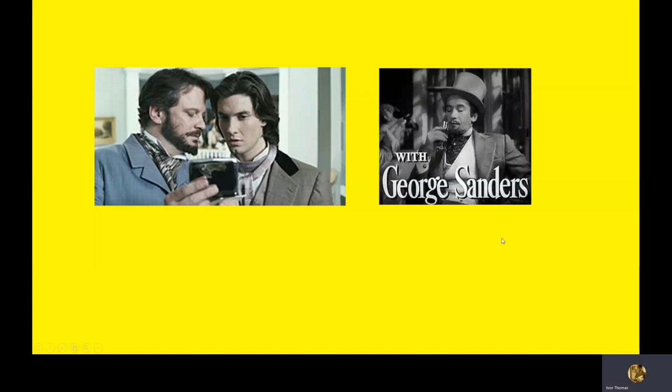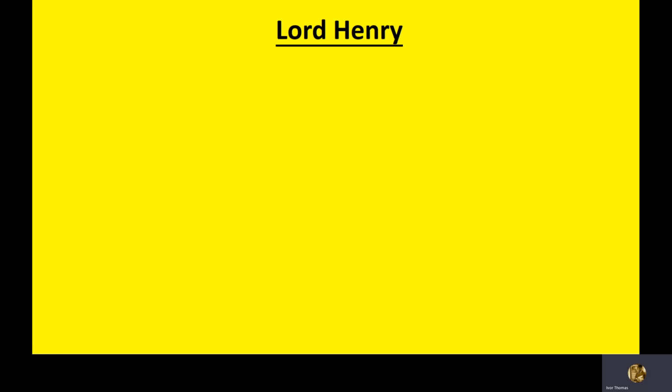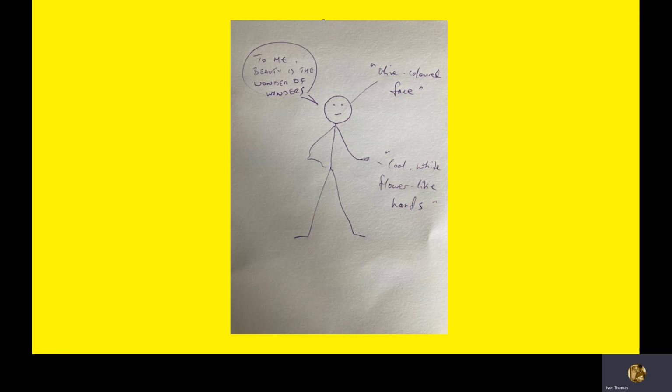So we go back to my rather comic attempts. I've given myself two attitudes. One is the I-can't-draw attitude. Lord Henry, stick man, basically. But the key to this really is looking at the quotations and interpreting them. Cool white hands, olive-coloured face. It's actually more olive-appearing, but if you could only do stick men, go for it, round face. But what we want you to do is interpret their words. To me, beauty is the wonder of wonders, he says in the speech bubble.